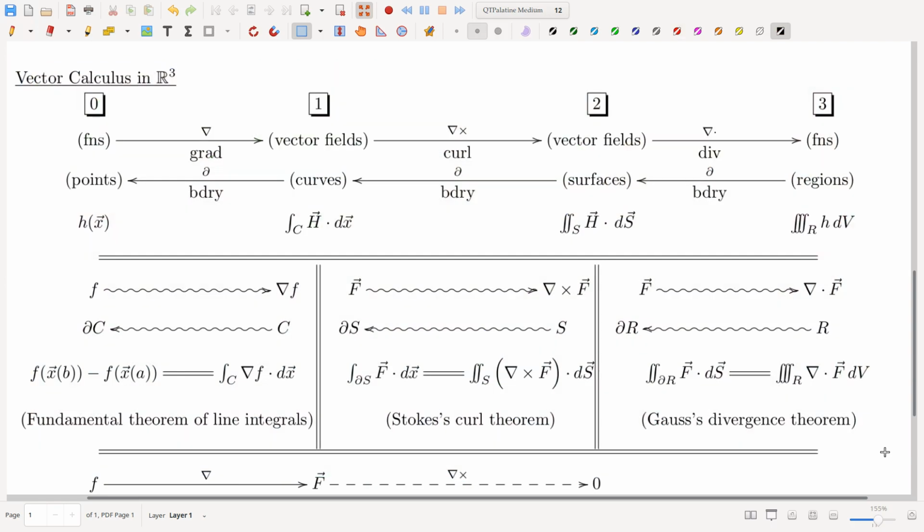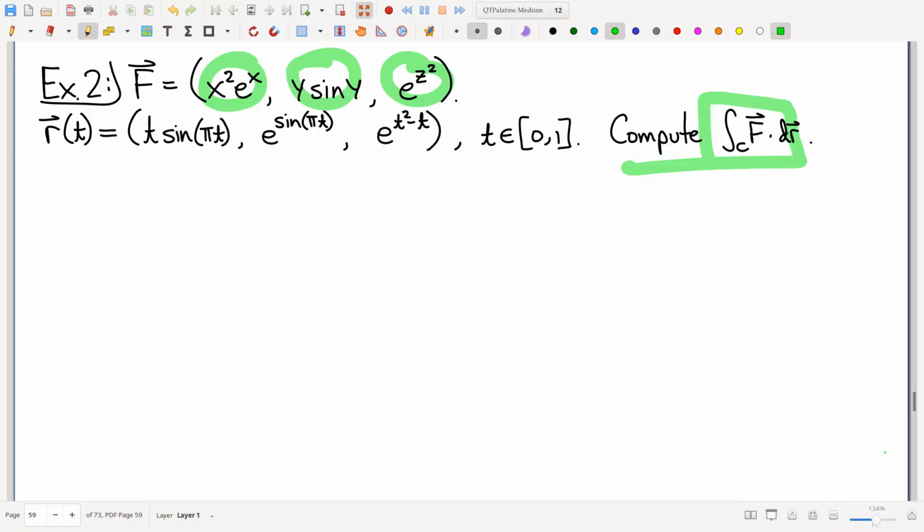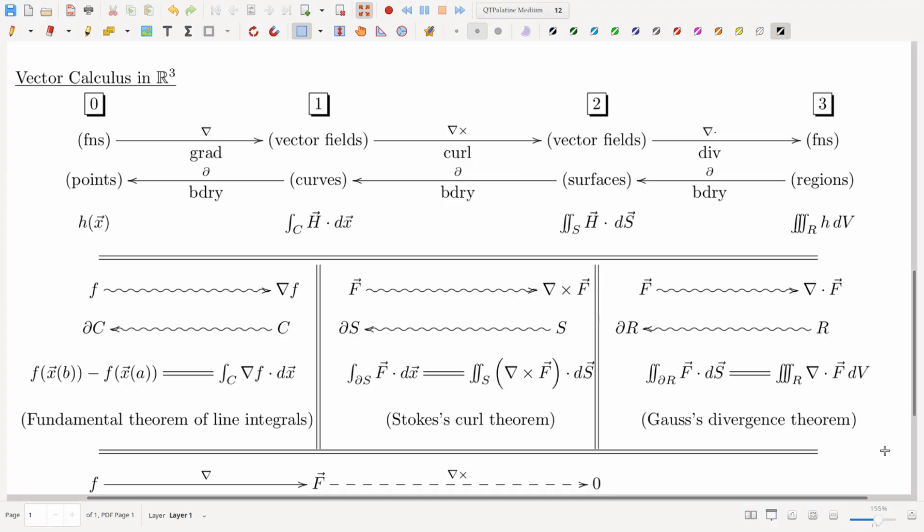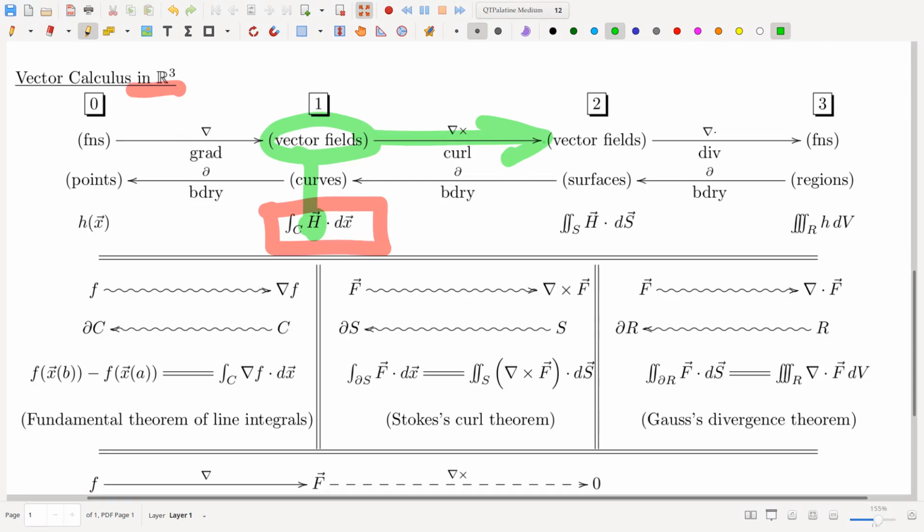There we go. Okay, so back to here, 3 dimensions, line integral. So again, we are here in the R3 diagram. We're going to take our vector field. We're going to compute the curl. We're going to take our domain. We're going to think about its boundary. Here we go.